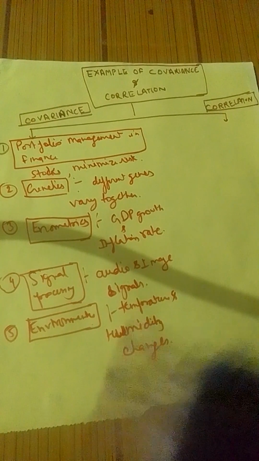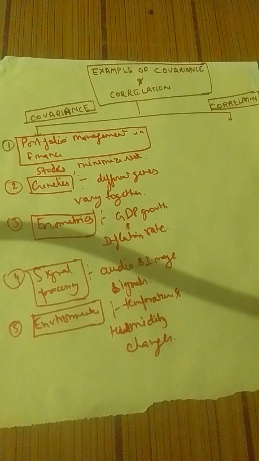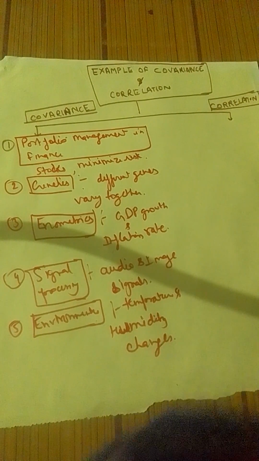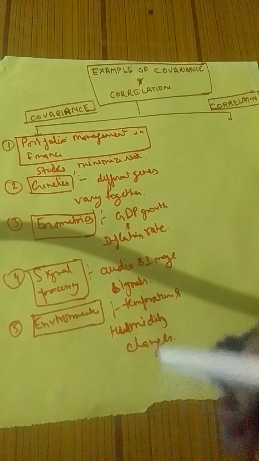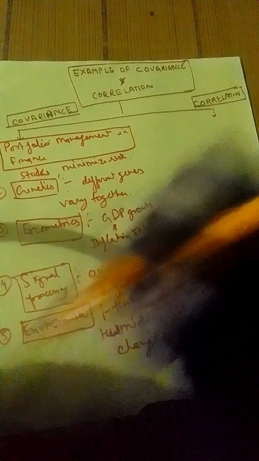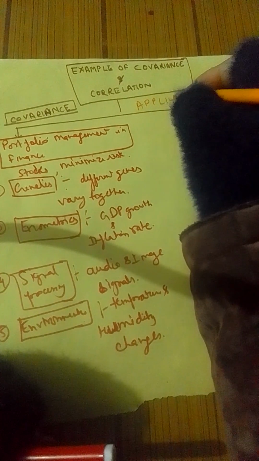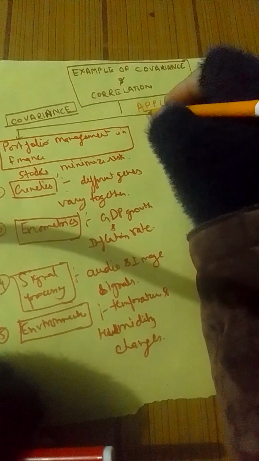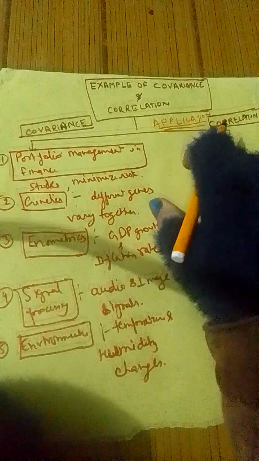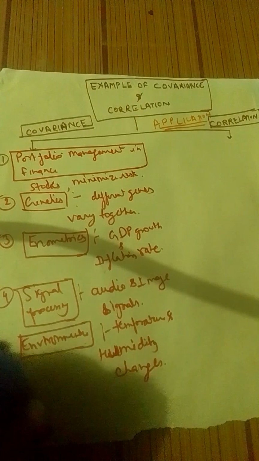Even in Google Map, and in weather prediction, correlation is used. This is the application part of correlation and covariance, the application part in our day-to-day life.